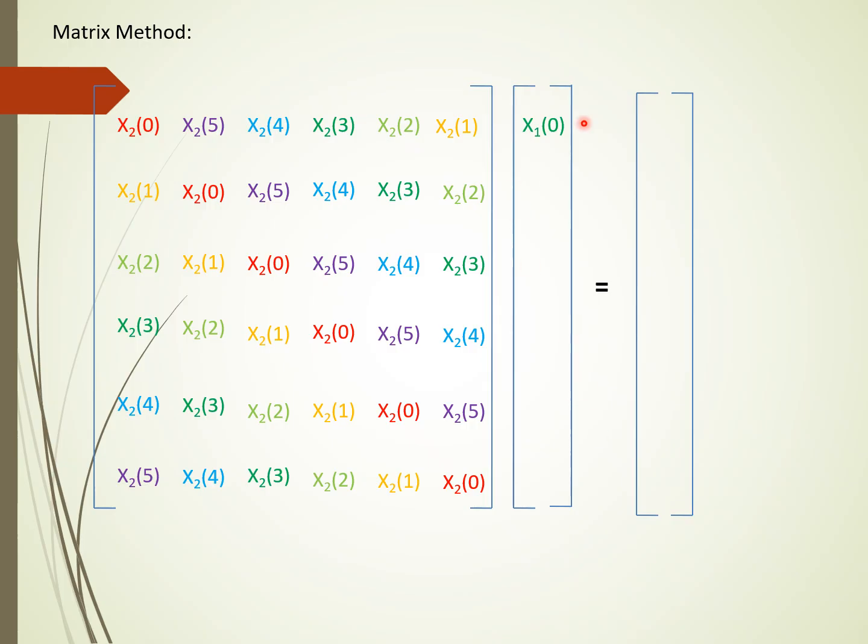In the next matrix, we need to represent the values of x1 of n. So x1 of 0, x1 of 1, x1 of 2, x1 of 3, x1 of 4, and x1 of 5. So altogether we have 6 elements in x1 of n. And when we apply matrix multiplication to these two sequences, we will arrive at the output sequence, which is x3 of n. So the elements are x3 of 0, x3 of 1, 2, 3, 4, and 5. So we will apply the same problem using the matrix multiplication method and check our answers.